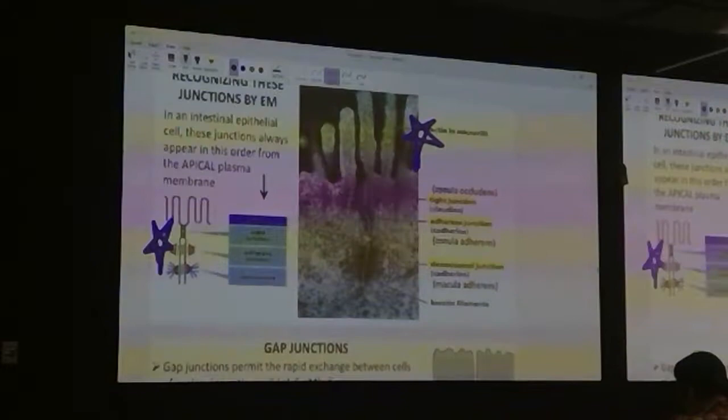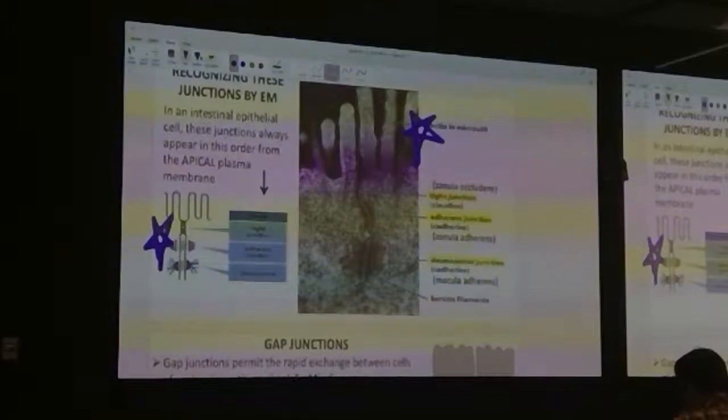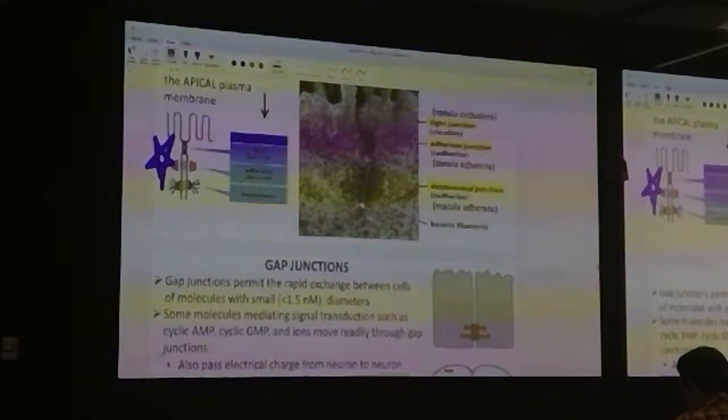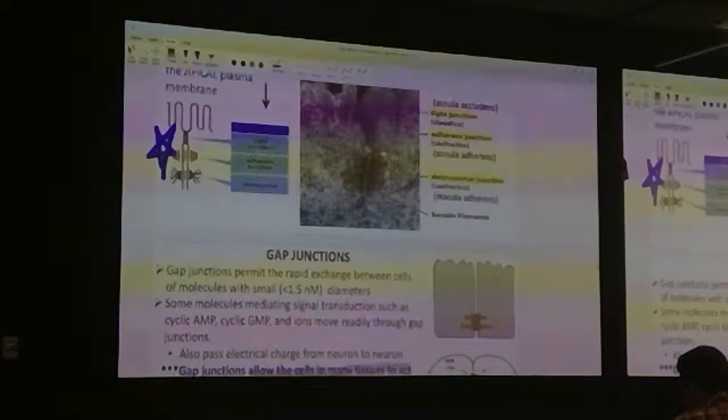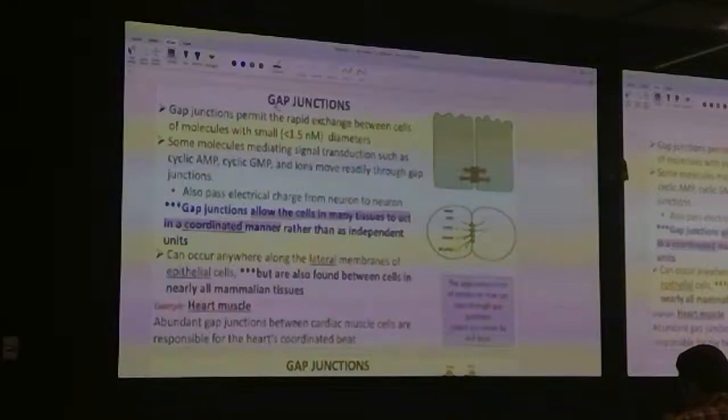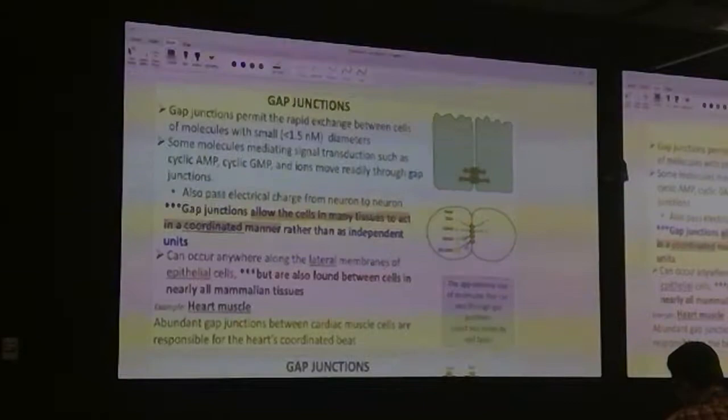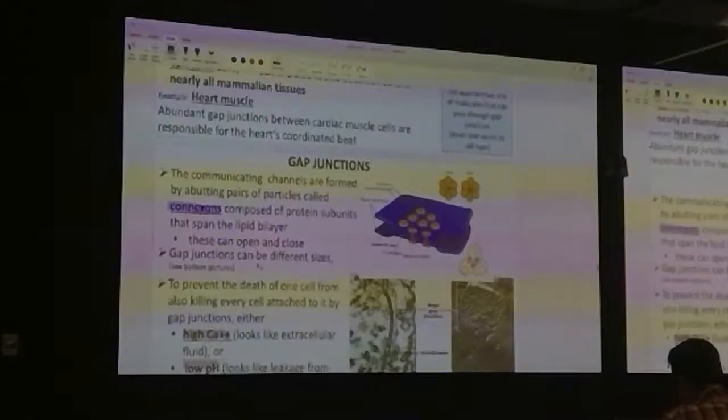So tight junctions are always closer to the apical surface. Okay. And desmosomes are darker than zonula adherens. Okay. So gap junctions, just know that this is how the cells communicate with each other. Okay, that's it. And just know that it's made of connexons.